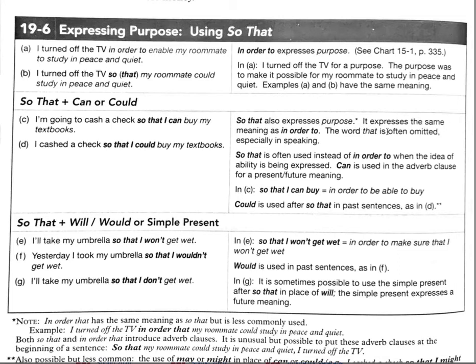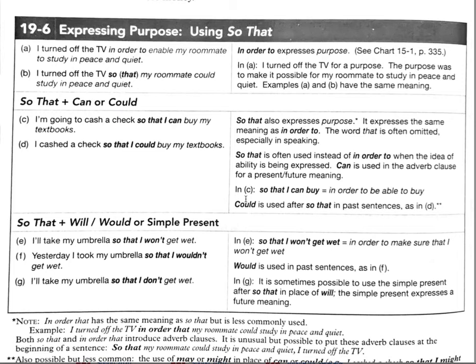It expresses the same meaning as in order to. The word that is often omitted, especially in speaking. I would use it. That's my preference. So that is often used instead of in order to when the idea of ability is being expressed. Can is used in the adverb clause for a present or future meaning, like in example C. I'm going to cash a check. That's a future meaning, but you use can.